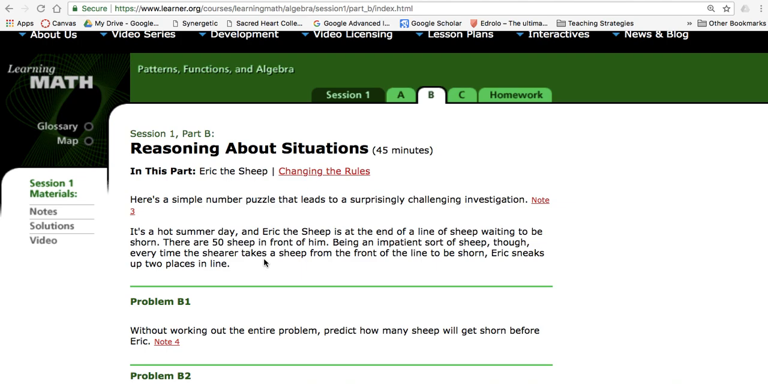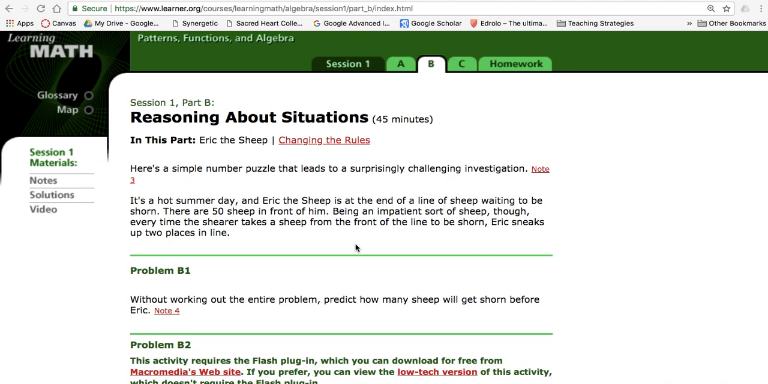Being an impatient sort of sheep, every time the shearer takes a sheep from the front of the line to be shorn, Eric is a bit sneaky and he sneaks up 2 places in the line. So the problem you're trying to solve is how many sheep will get shorn before Eric does.